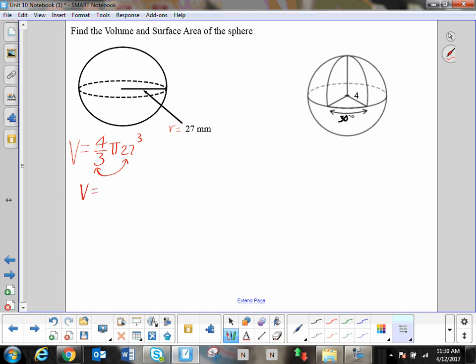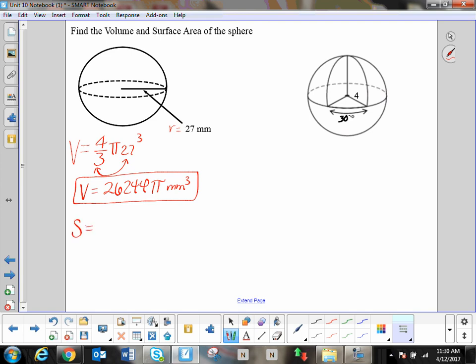And then you can just leave it in terms of pi. That's easy. So somebody tell me with your calculator what's 4 thirds times 27 cubed? 2624 pi millimeters cubed. Okay. All right. That's volume. Just using the volume formula. Okay. If you want to turn it into decimal, well, you can just put it times pi. All right. Let's do surface area.